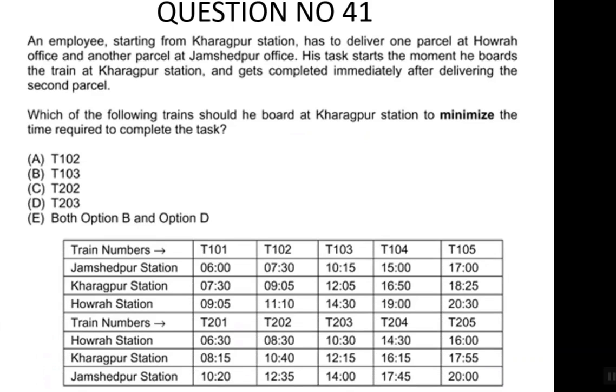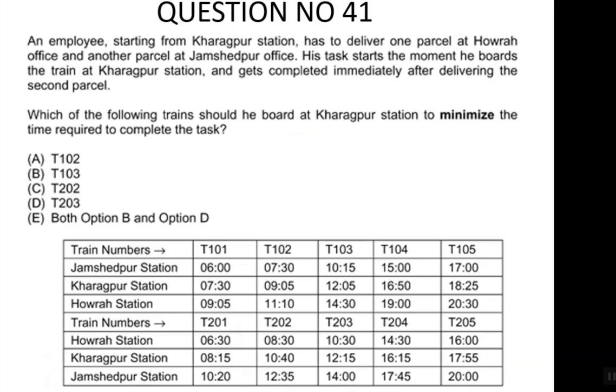Now, the next question. The next question is stating that an employee starting from Kharagpur station has to deliver one parcel at Howrah office and another parcel at Jamshedpur office. His task starts the moment he boards the train at Kharagpur station and gets completed immediately after delivering the second parcel. This question is exactly the same as the previous one.